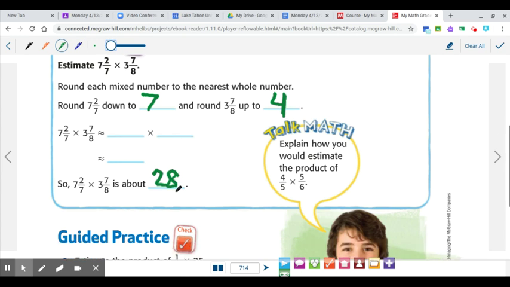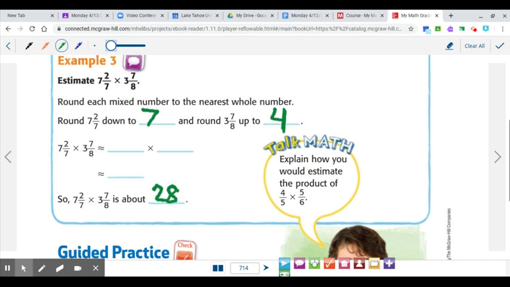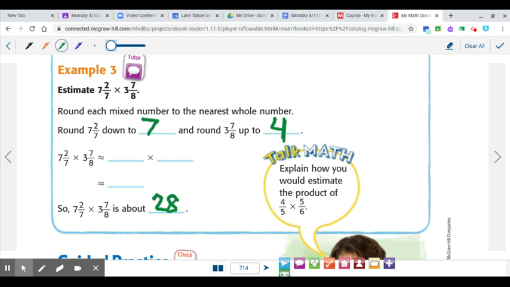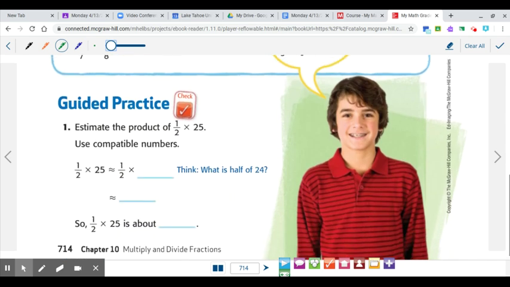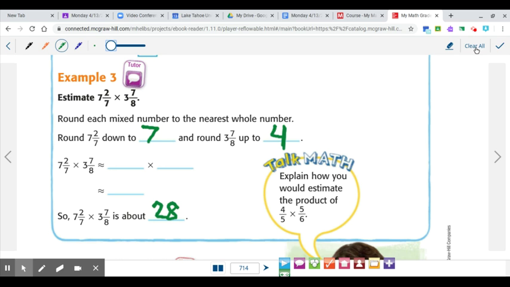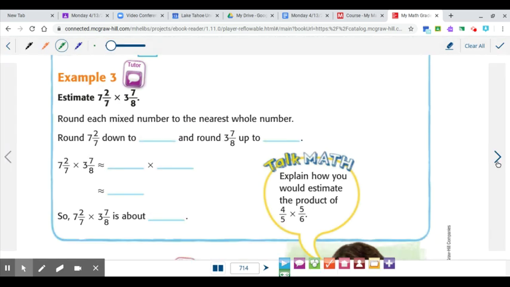Okay. So if you look at these, they're not too bad, but you can't let it intimidate you when you see big numbers or you see things that aren't compatible. You just have to make them into compatible numbers, okay? So let's check out a couple on your actual work page and see how we do.